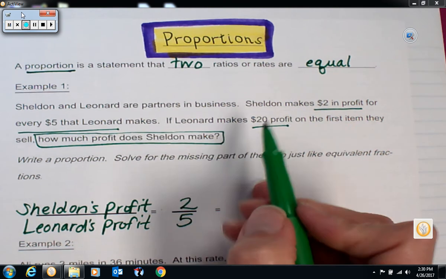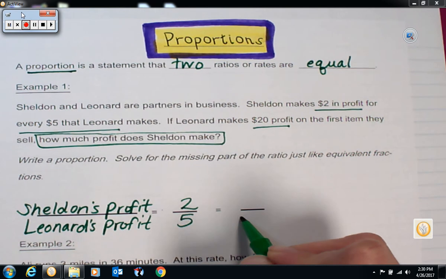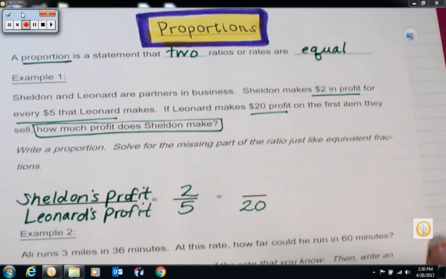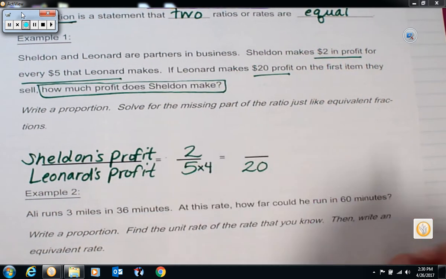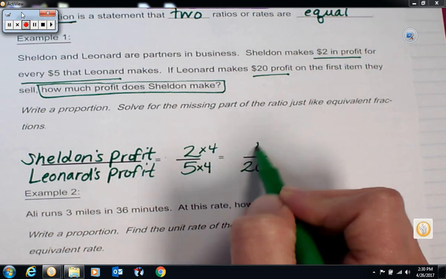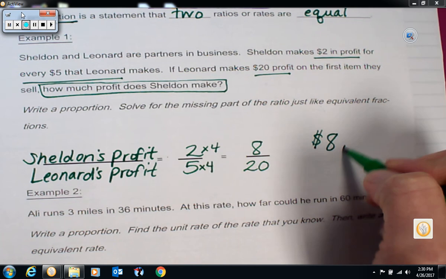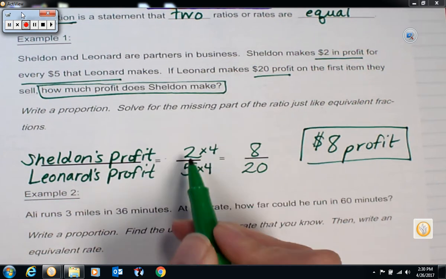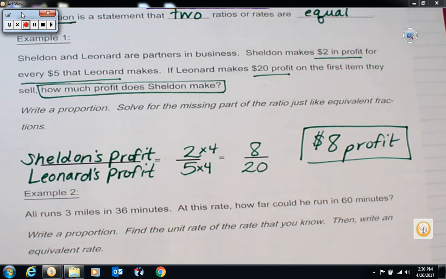Then it gives me that Leonard makes a $20 profit. So I need to record that in my new rate right next to Leonard's profit. I want to keep it on the bottom. Then I can solve this just like I do equivalent fractions. If 20 is 4 times bigger than 5, then 2 times 4 is 8. And that means that Sheldon makes $8 profit. And the rate stays the same. These two equivalent rates right here, 2 to 5 is equivalent to 8 to 20.